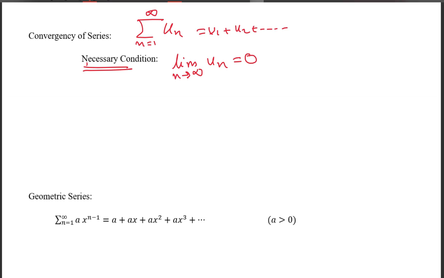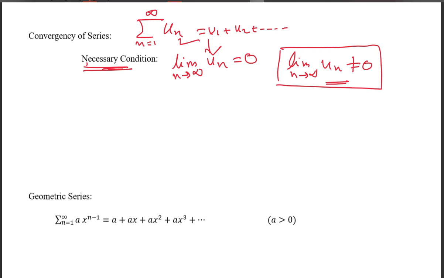But if you find that limit n tends to infinity un is not equal to 0, then you can immediately say this series is not convergent. Understand? If it is a convergent series, then this thing must hold. That means if it does not hold, then it is not convergent. So the first thing you need to check, to test the convergence of a series, is whether limit n tends to infinity un is 0.